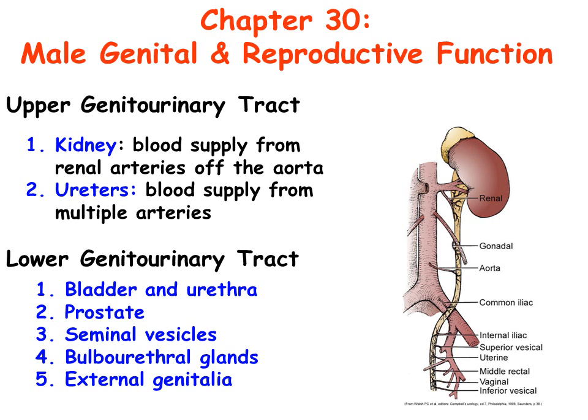So let's get started. First of all, you have to realize if we talk about the male genital and reproductive system, we have to consider the fact that actually the urinary system is part of the genital system. And so we do refer to it as the genitourinary tract. Both the kidneys and the ureters are part of the upper genitourinary tract, and the lower GU tract, of course, involves the bladder, urethra, prostate, seminal vesicles, the glands, and the external genitalia, or genitalia, depending on where you grew up.